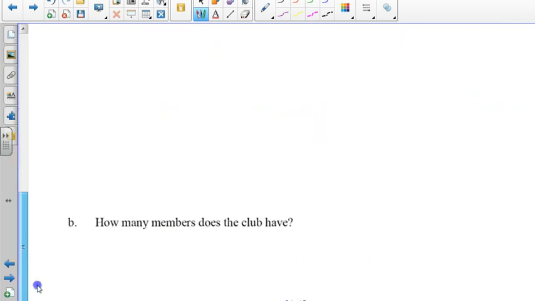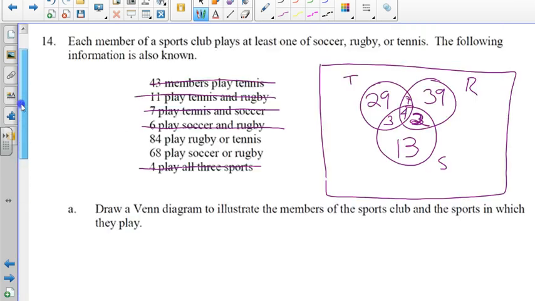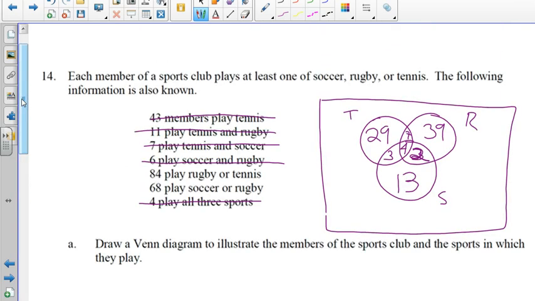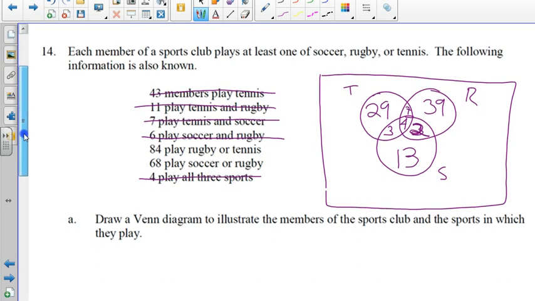Okay, and what was the final question? How many members does the club have? Is it 100? I think so. So we're 54, 65, 68, 78, 88. I got like 97. What'd you get? 97? Yeah, you did something wrong.